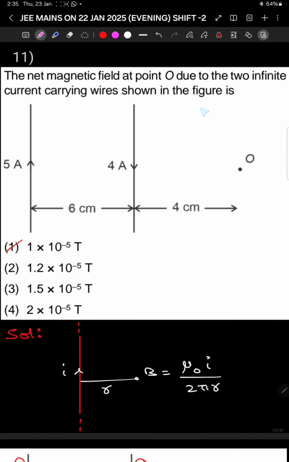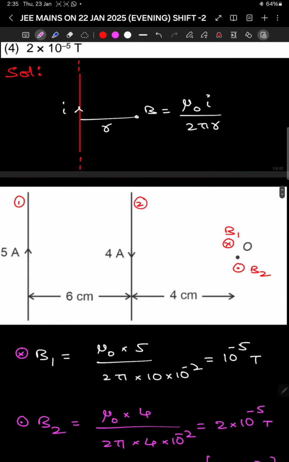This question belongs to electromagnetism. Here it is a current carrying wire. Due to that, they are asked to find magnetic field at point O. Due to infinite long wire, at a distance R, magnetic field formula mu naught I by 2 pi R. So for 5 amps current, magnetic field will be B1. According to right hand thumb rule, here magnetic field will be into the board. Due to 4 amps current, magnetic field will be out of the board.